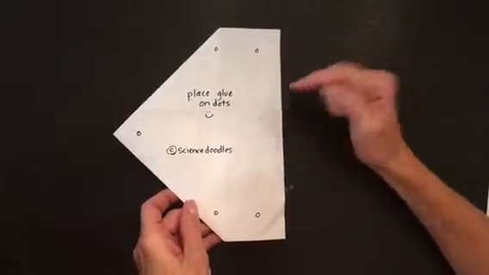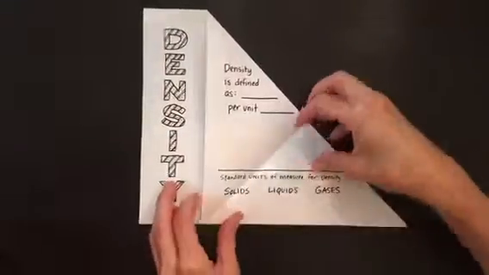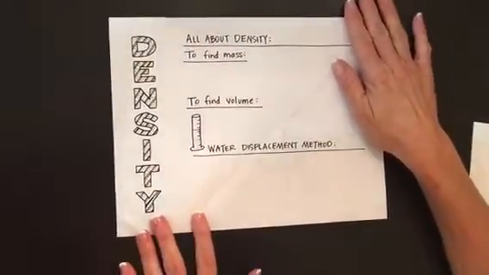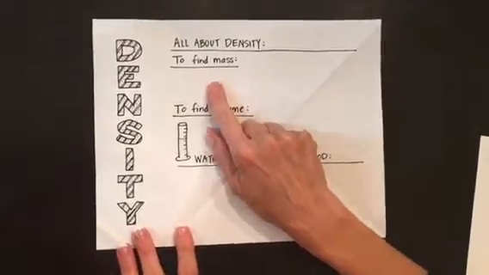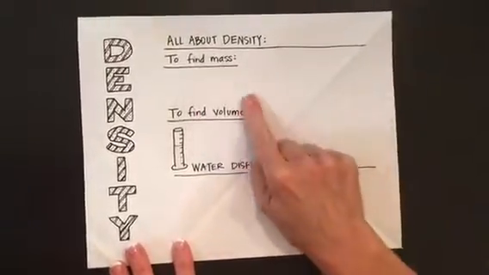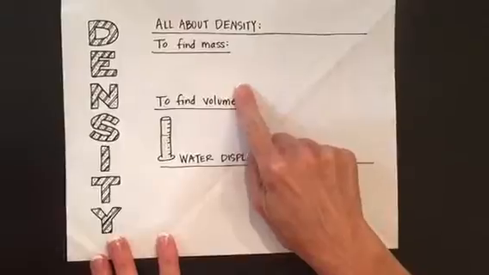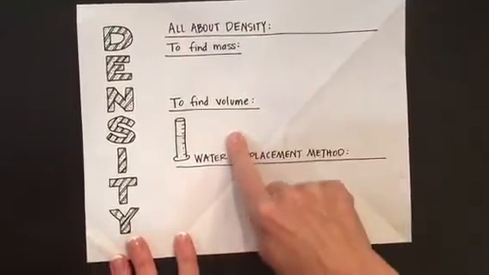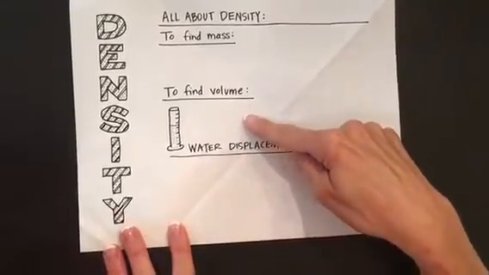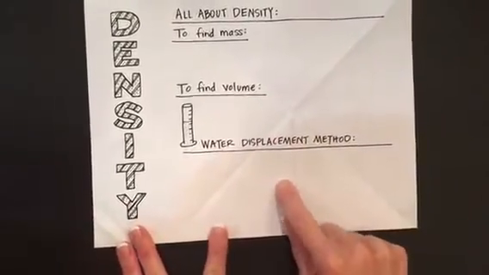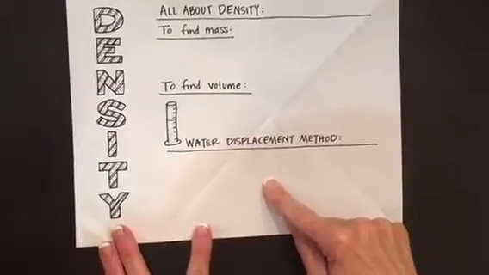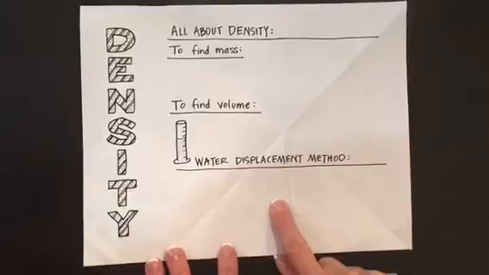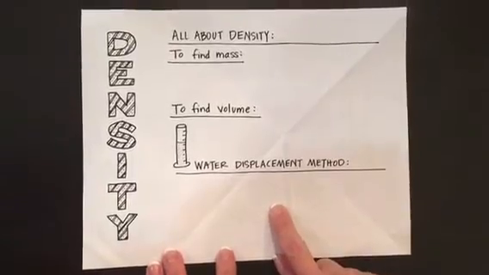handy dandy glue dots. Okay, but before you glue it in, we need to fill it out. So I'd like you to open it back up after you folded it. And since we've learned about these two words, I'd like you to go ahead and fill in your definition of mass right now and how to find volume, both regular volume and then also describe the water displacement method to find the volume of an irregular object. So I'm going to give you a few minutes to figure that out.